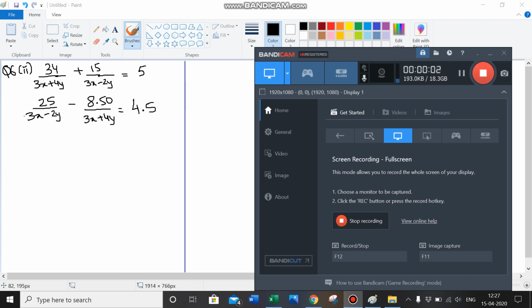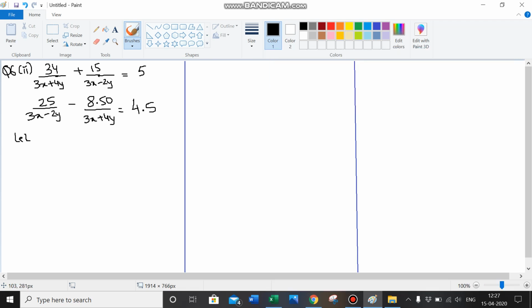So let's move on to the next question, question number 6, part 2. Here we notice that the two variables are not just x and y, there is in the denominator both x and y. So again we use the same method, let 1 upon 3x plus 4y is equal to a, and 1 upon 3x minus 2y is equal to b.